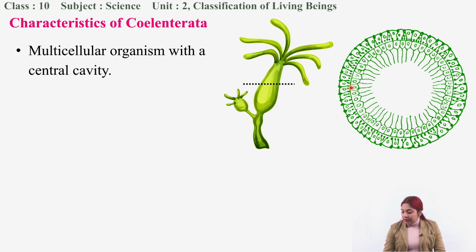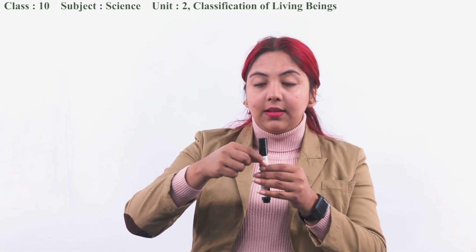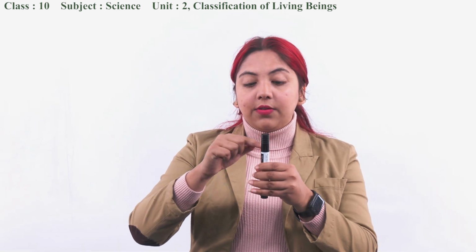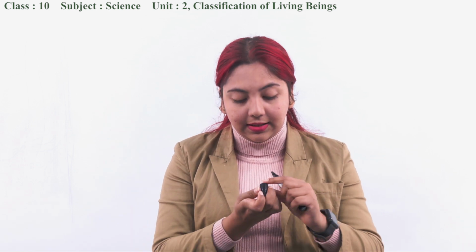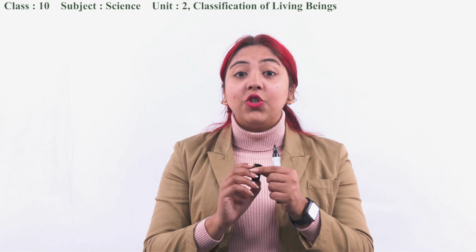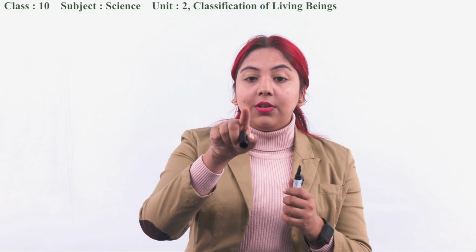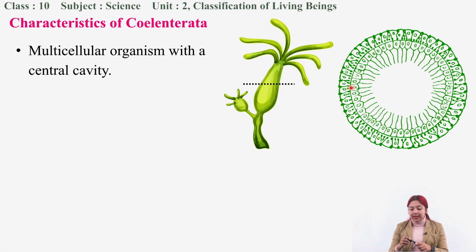Suppose this is the hydra, you cut it from this side and then you take this part out and look at it like this, then this is known as the transverse section. This diagram is the transverse section of hydra. When you look at it, you can see the presence of this central, hollow cavity. So that's why hydra is also a Coelenterata.